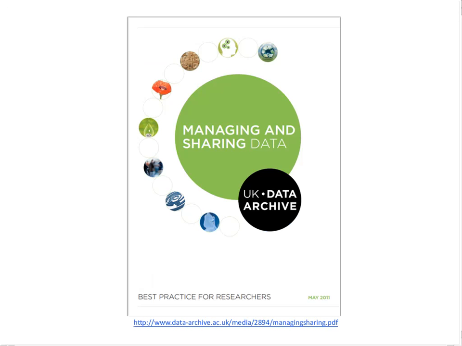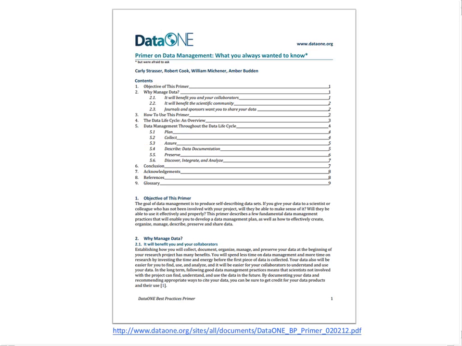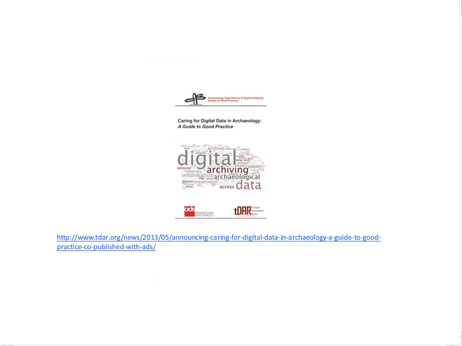So I mentioned we have our guides. There are some other great guides out there. This is from the UK Data Archive, managing and sharing data, with URLs down there at the bottom. DataONE has some guides out there. This is a primer on data management. This comes out of tDAR, which is for archaeology data. They partnered with the Archaeology Data Service in the UK. They have a guide for archaeology data, although it's useful for other traditional social science and social and behavioral science data.